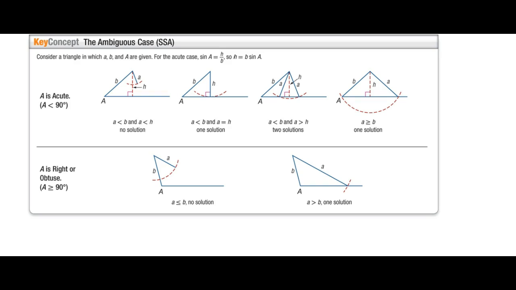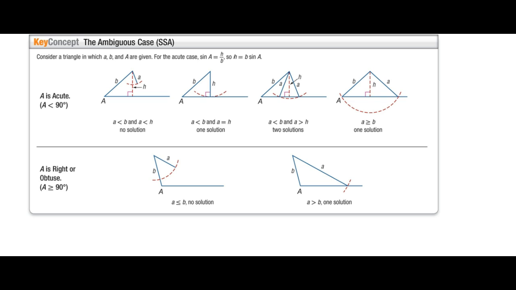Let's take a look at what happens when you're given an angle measurement and you also know the lengths of two sides. If the angle is acute, we'll call it angle A, you have to consider side A, which would be opposite to angle A.